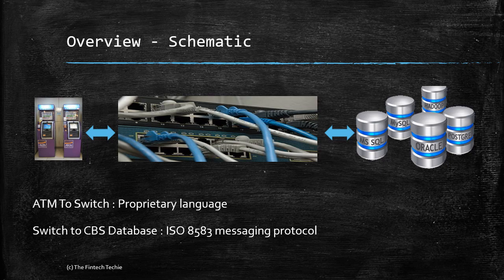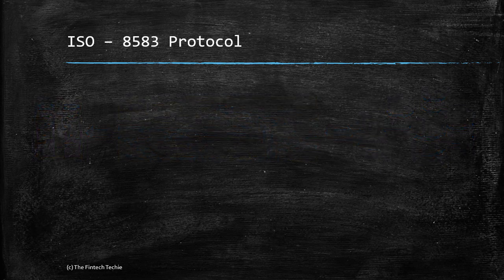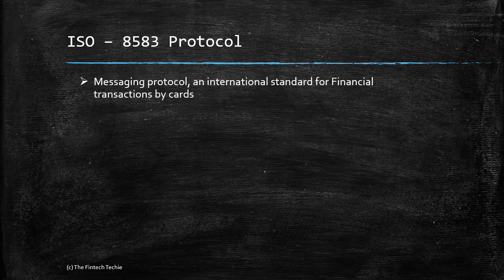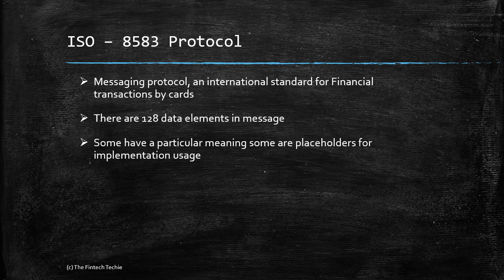So ATM to switch is a proprietary language. The switch to the CBS database is a standard ISO protocol. So what exactly is this ISO protocol? It is a messaging protocol, an international standard for financial transactions by cards. There are 128 data elements in a message, which represents a transaction. While some of these data elements have a particular meaning and are standards, there are certain fields which are meant for implementation usage. These are transmitted over TCP/IP protocol.